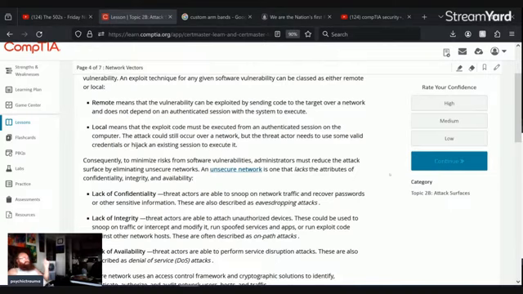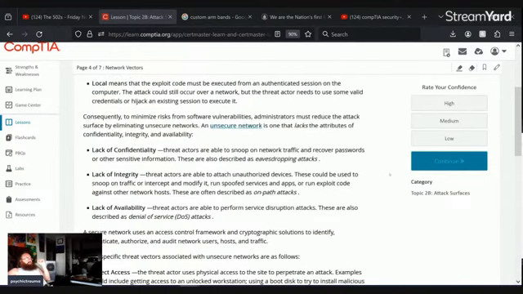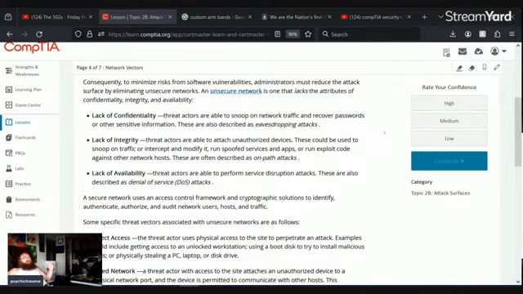An unsecure network is one that lacks the attributes of confidentiality, integrity, and availability. Lack of confidentiality: threat actors are able to snoop on network traffic and recover passwords or other sensitive information. These are also described as eavesdropping attacks. Lack of integrity: threat actors are able to attach unauthorized devices. These could be used to snoop on traffic or intercept or modify it, run spoof services and apps, or run exploited code against other network hosts. These are often described as on-path attacks. Lack of availability: threat actors are able to perform service disruption attacks. These are also described as denial of service attacks, DoS attacks.